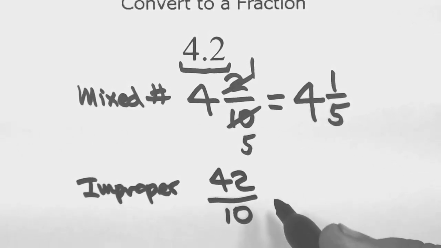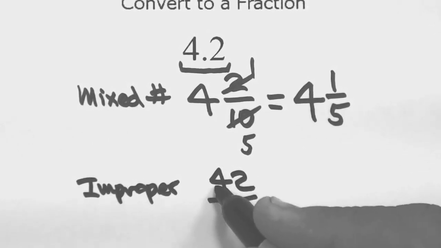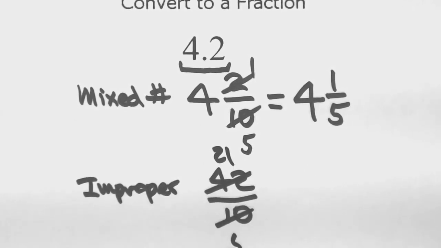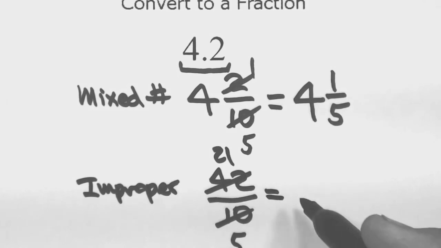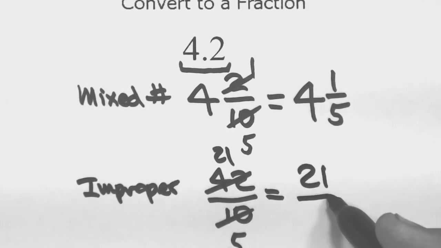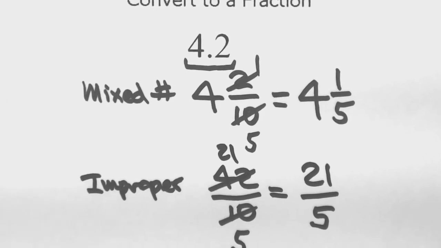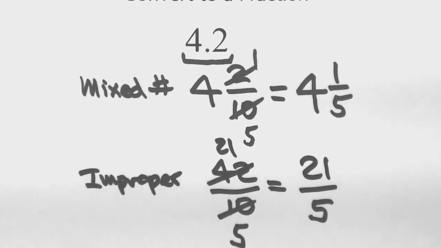Well, now, this can be reduced. A 2 would go into both of these. 2 goes into 42 21 times. 2 goes into 10 5 times. So you'd end up with 21/5. Again, depending on what else you were doing with your answer here, either one of these would work.